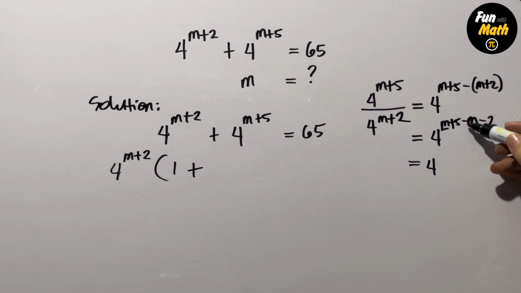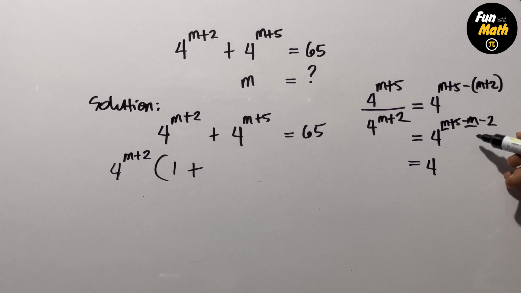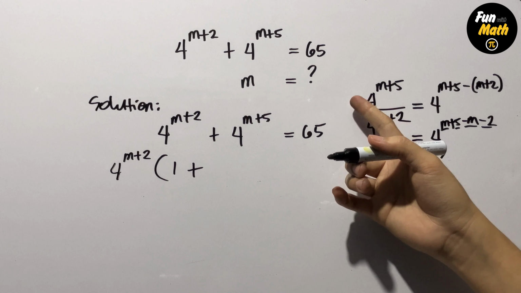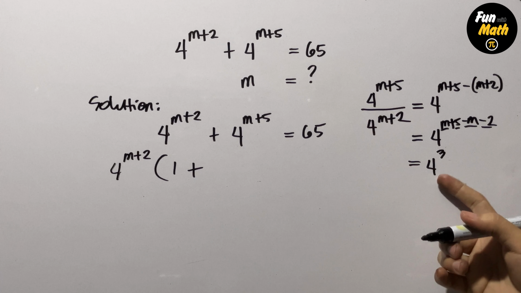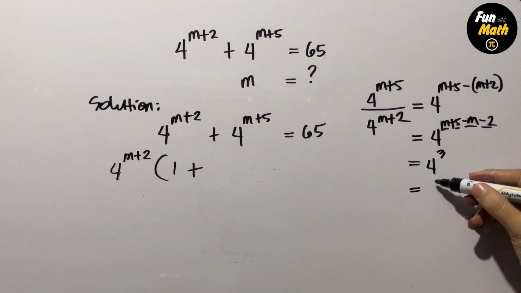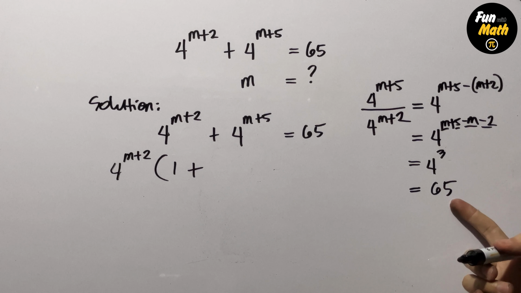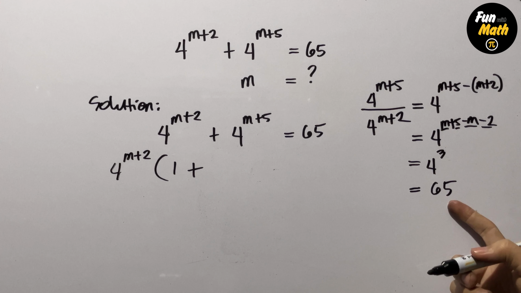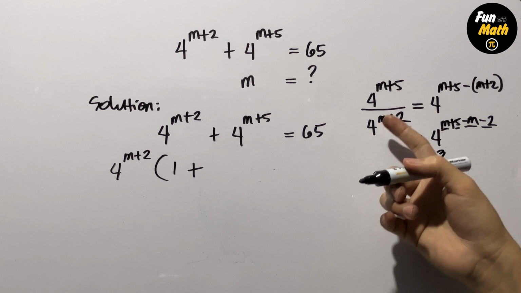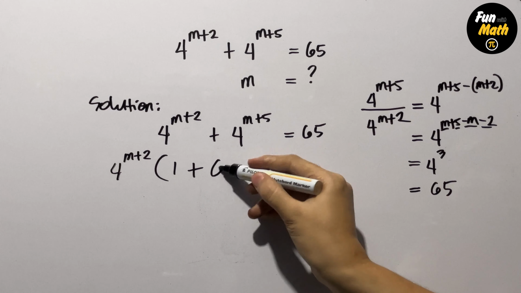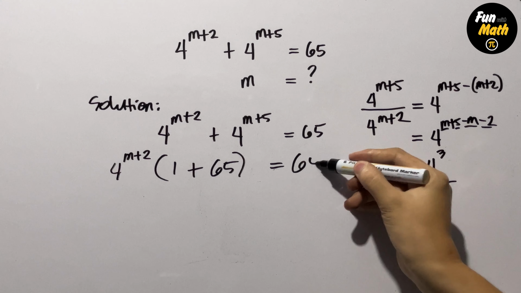We have m minus m, that is 0. So we're left with 5 minus 2, that is equal to 3. So therefore, 4 to the power of m plus 5 over 4 to the power of m plus 2 is equal to 4 cubed, or this is equal to 4 times 4 times 4, that is 64. So 64 is the value if we divide 4 to the power of m plus 5 by 4 to the power of m plus 2.